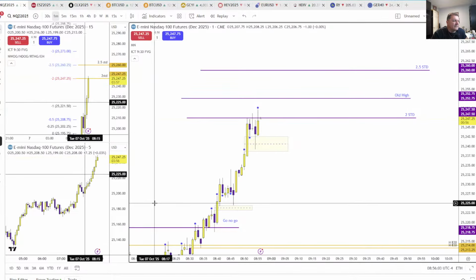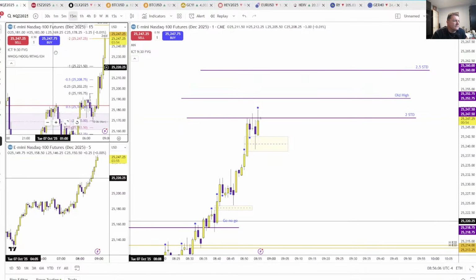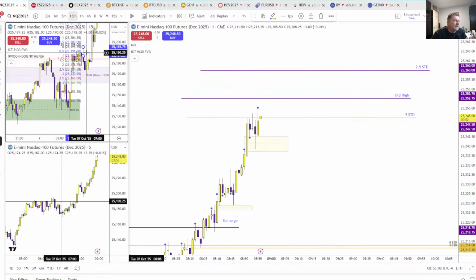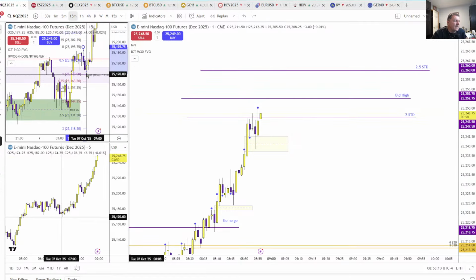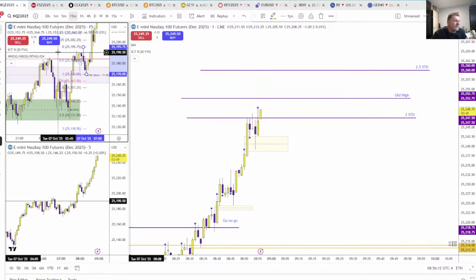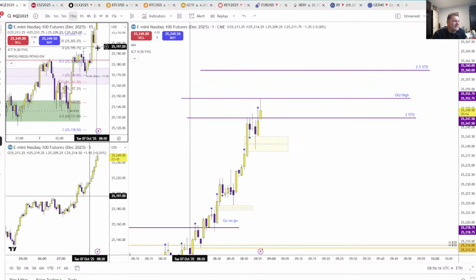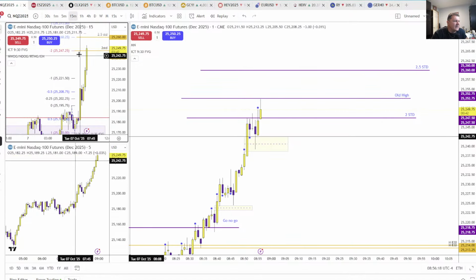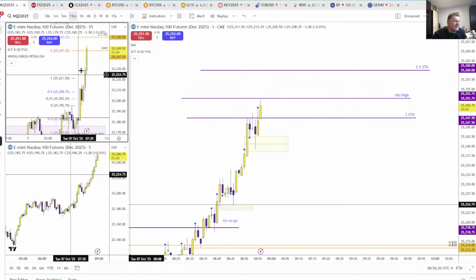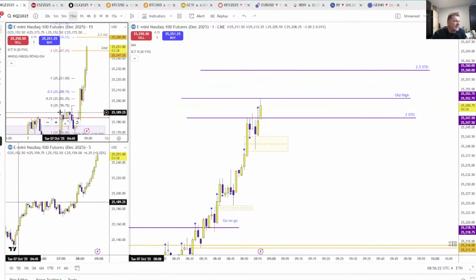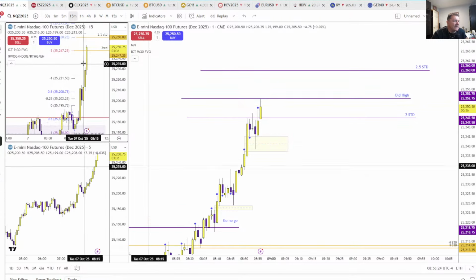Oh, down here. This. Oops. Right here. That I use that as a fib project or a deviation, standard deviation from taking out that high, retrace back, push higher.